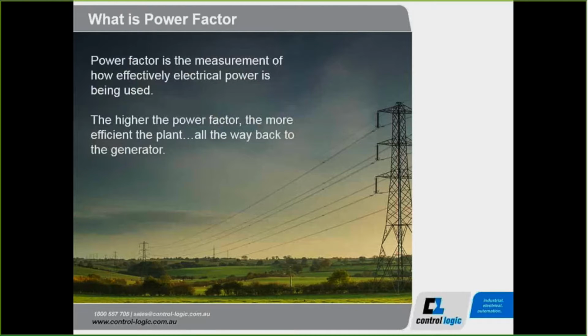Okay, so what is power factor? Basically, it's a measurement of how effectively electrical power is being used. Obviously, the higher the power factor, the more efficient the plant is, and this extends all the way back to the generator.